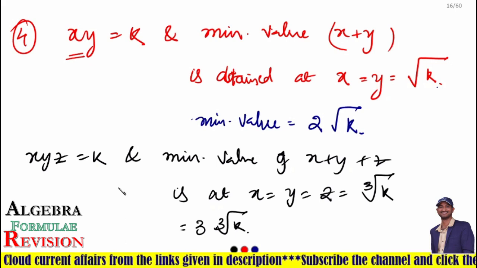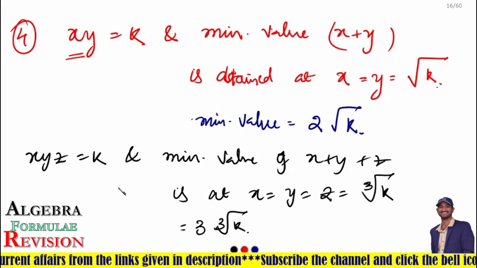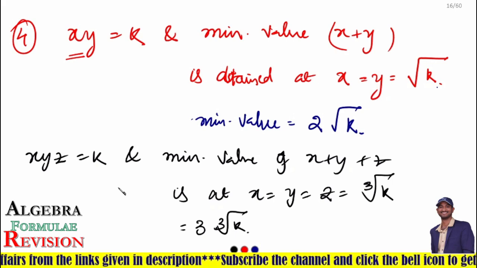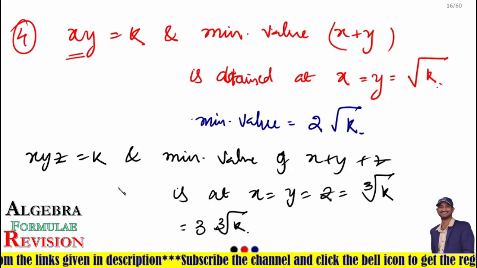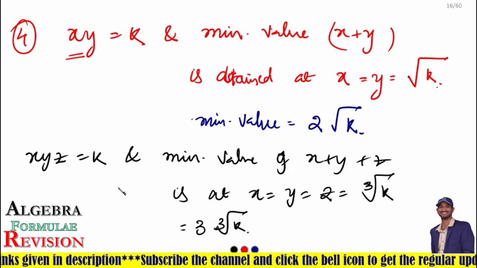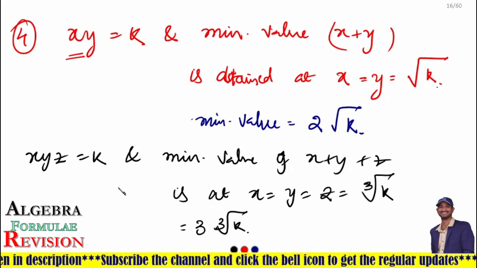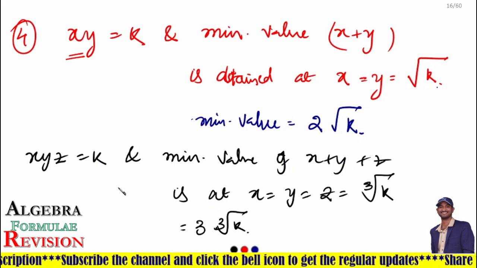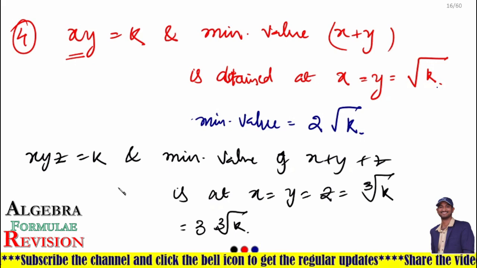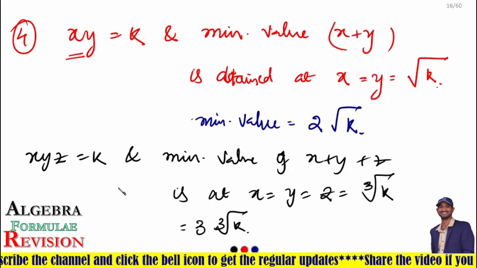But before the algebraic identities, I'll tell you the most important formulas which are asked in CGL mains from 2017 onwards, that is simplifications and ratio and proportions. After that, I'll tell you all the formulas related to algebraic identities. Let's see.